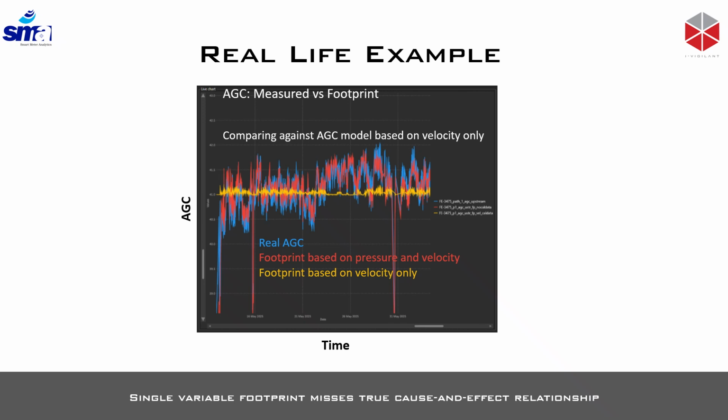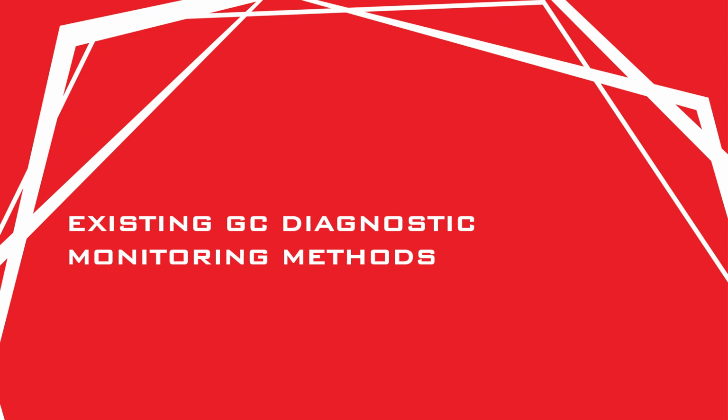Now, if we compare it against the footprint that is done based on velocity only, the yellow line here is the footprint that is based on velocity only. Although on average it looks similar, it doesn't really show a very representative result of the actual AGC. So based on this, we can conclude that single variable footprint misses the true cause and effect relationship, and it's not as good as the multivariate footprinting. That's the diagnostic for the USM.